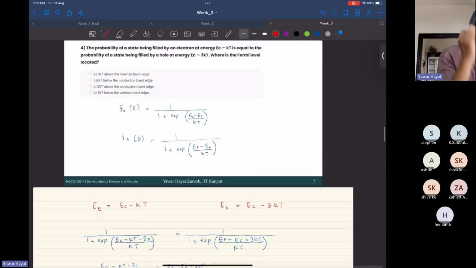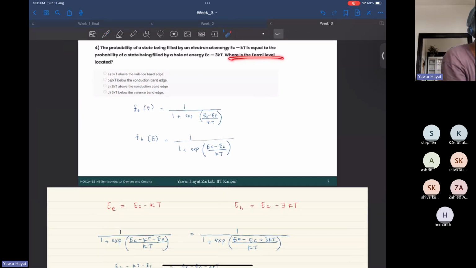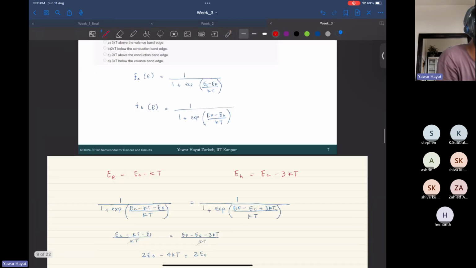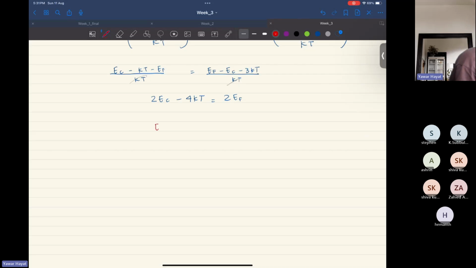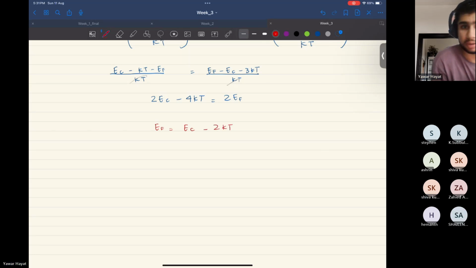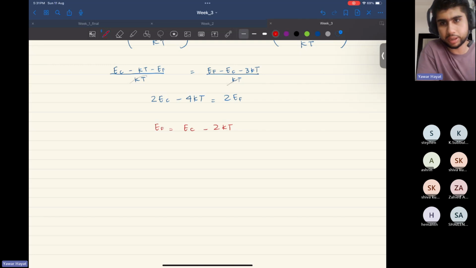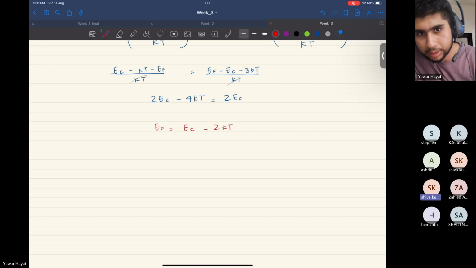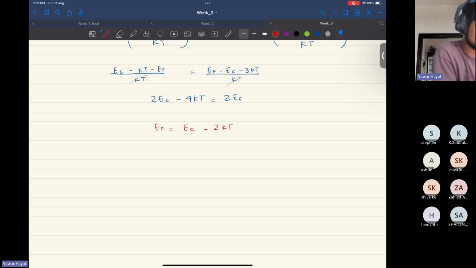The question is about the Fermi level. We need to find the location of the Fermi level. So the Fermi level EF should be EC minus 2KT. Is it 3 or 4? Let me check: 2EC minus 4KT, divided by 2, because this 2 factor would cancel this 2, gives EC minus 2KT. Agreed.